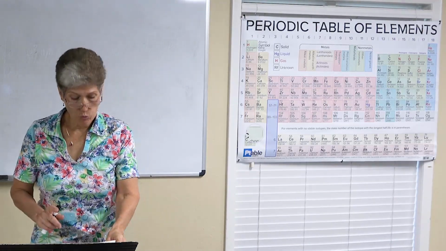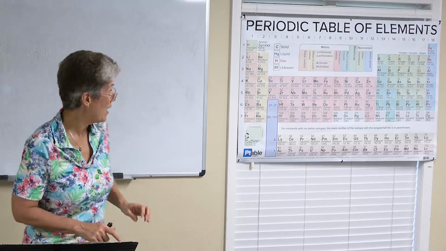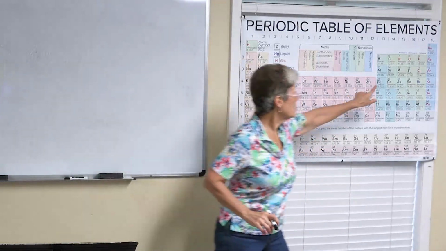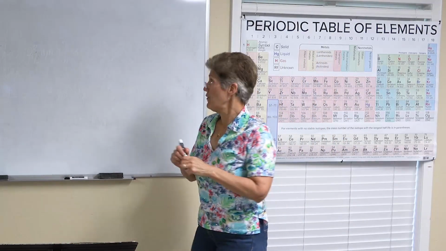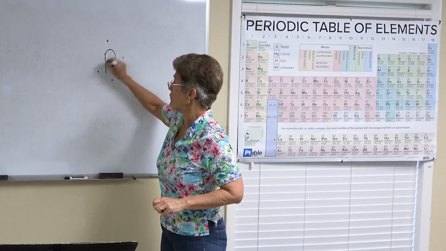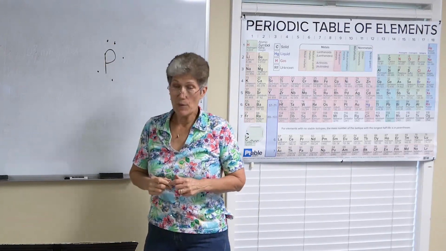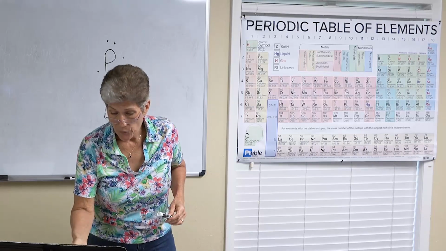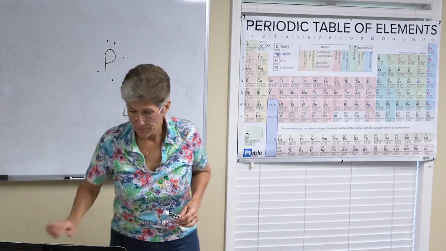Okay, next we're supposed to draw the Lewis structure for phosphorus. Phosphorus is in group 5, therefore it has 5 valence electrons, so you would draw phosphorus with 1, 2, 3, 4, 5. And that would be our Lewis structure for phosphorus.